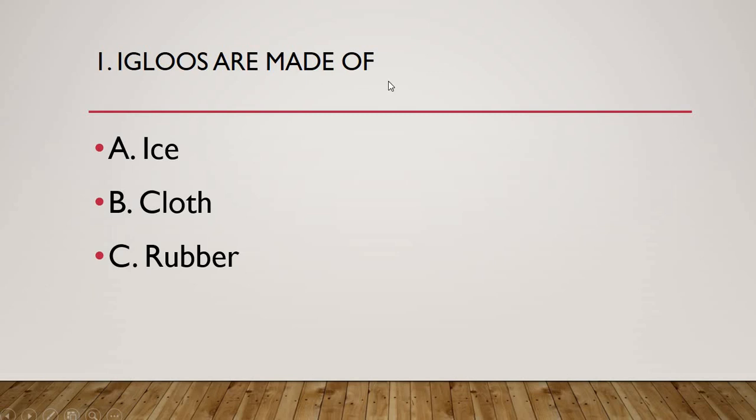So igloos are made of, now complete the sentence by choosing one of these. I will give you 2 seconds, and if you know the answer in these 2 seconds you can shout it. Okay, your time starts now. Okay, clear enough. Let's see if you have spoken the correct answer or not. The correct answer is option A, which is ice. So igloos are made of ice.